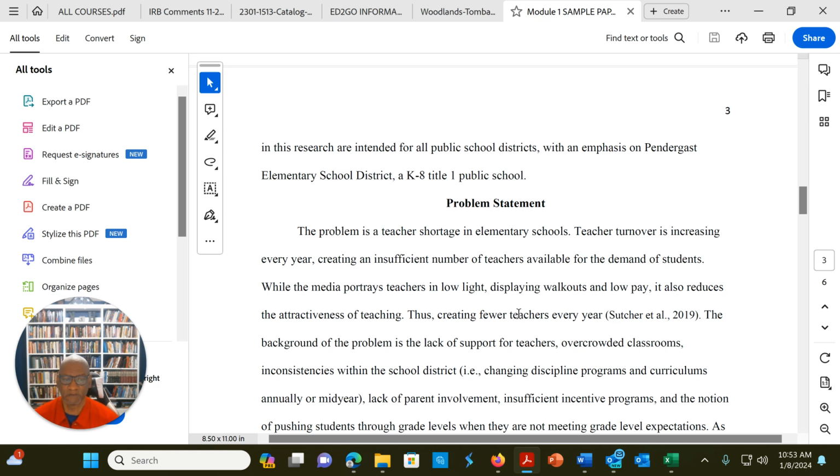Now, notice the problem statement here. The problem is a teacher shortage in elementary schools, period. Love it. You see what I'm saying? Straight to the point. She got straight to the point, or this student got straight to the point. That's it. Short, sweet, simple problem statement. The problem is a teacher shortage in elementary schools.